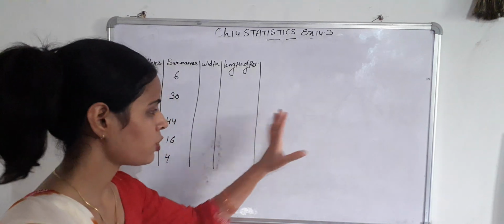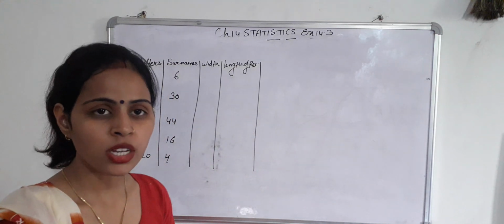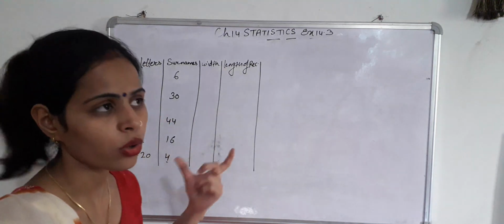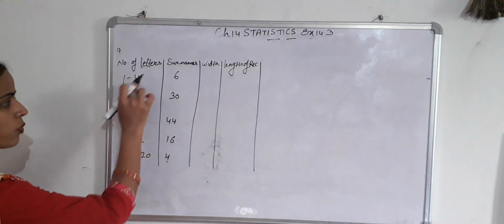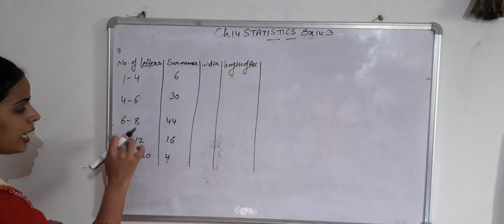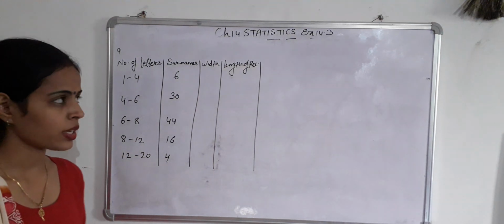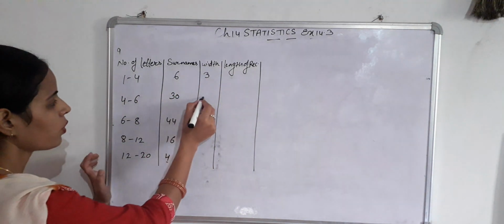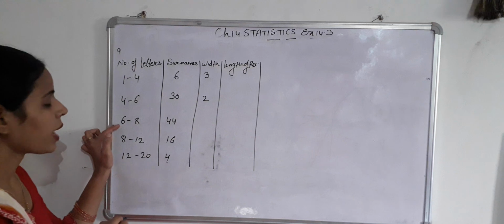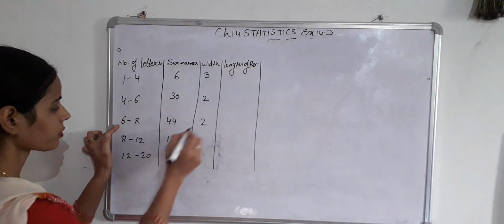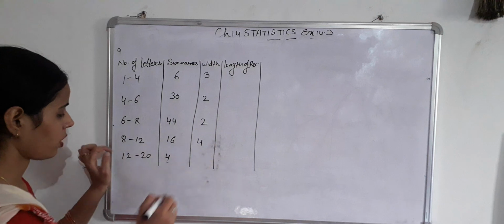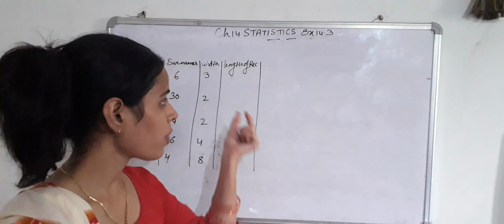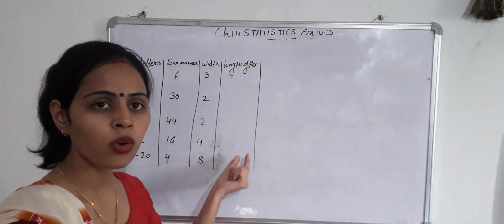Before drawing the histogram, first check whether the interval is continuous and whether the class width is the same. 1 to 4, 4 to 6, 6 to 8, 8 to 12. The interval is continuous. Now widths: 4 minus 1, 3. 6 minus 4, 2. 8 minus 6, 2. 12 minus 8, 4. 20 minus 12, 8. Width is not the same, so find the length of the rectangle or bars.